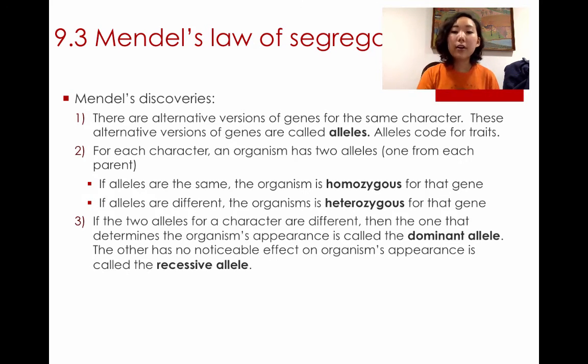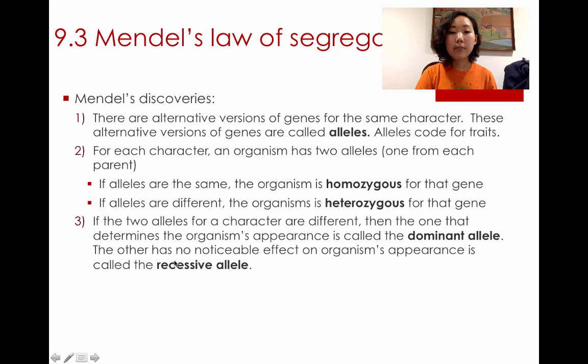If the two alleles for a character are different, what is the one that you actually see? What's the one that determines the appearance? The one that determines what the organism actually looks like is the dominant allele. So let's say you have two different alleles, one for blue eyes, one for brown eyes. The brown eye allele tends to be dominant, which means that it will overpower the other allele, and all you will see is brown eyes.